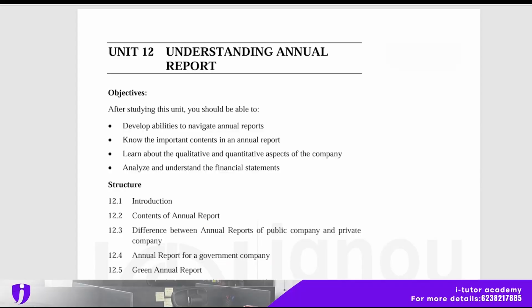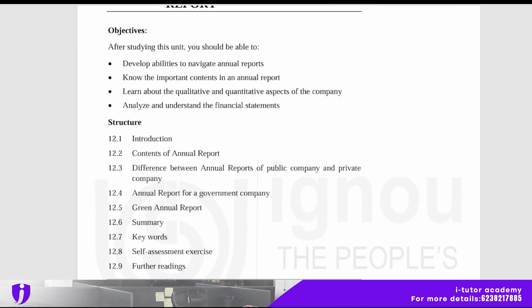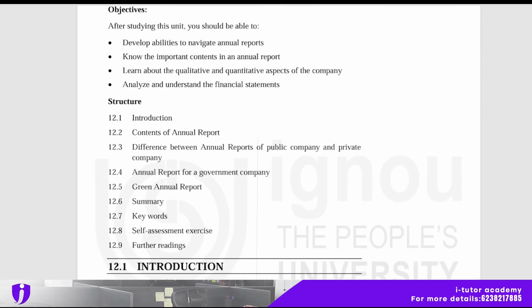In today's session, we will start with Unit 12, that is Understanding Annual Report. So let's see the objectives of this chapter. After studying this unit, you should be able to develop ability to navigate annual reports, know the important content in an annual report, and learn about the qualitative and quantitative aspect of the company, analyze and understand the financial statements.